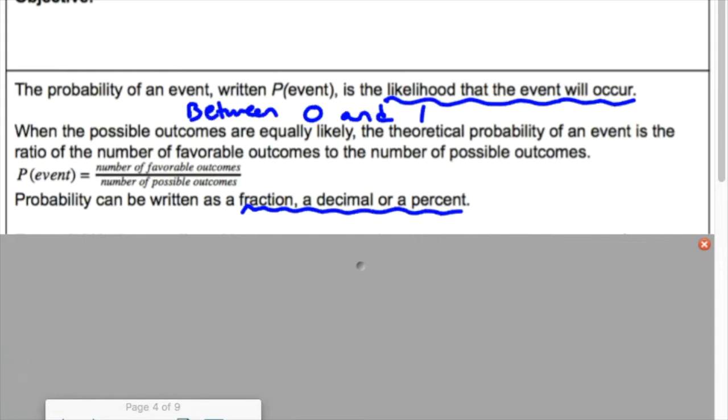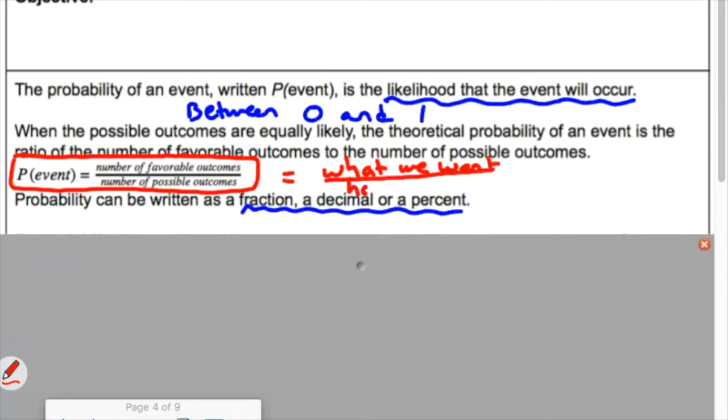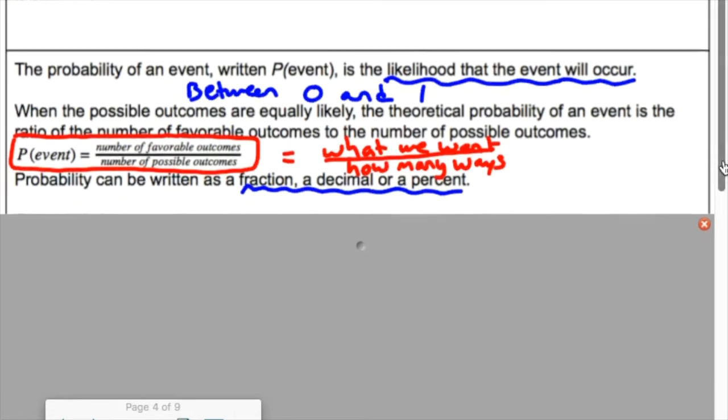There's a little formula for it. If you want to find the probability of something happening, you have to know how many ways something can happen, like the bottom of the fraction. How many ways could something happen? And then all we do is say how many ways could what we want to happen. So number of favorable outcomes over number of possible outcomes. I kind of say it this way: what do we want to happen, divided by how many ways something can happen. Probability is just a fraction. So a fraction will be an acceptable answer, so would a decimal, so would a percent.